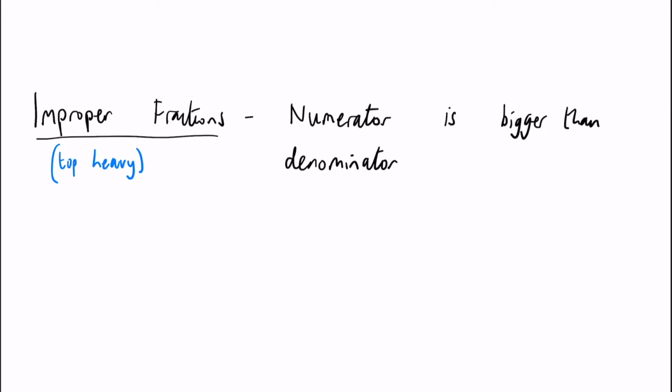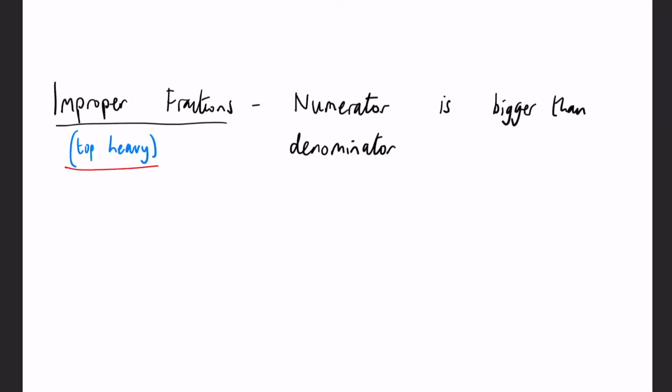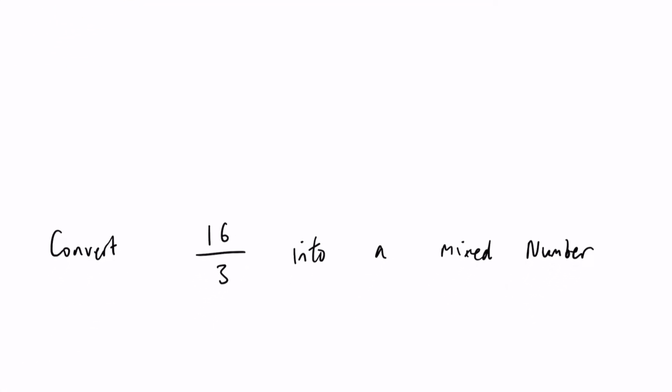In this video we'll be looking at improper fractions and mixed numbers and how to convert between the two. So first of all, an improper fraction is any fraction where the numerator, or the top number, is bigger than the denominator, or the bottom number. Another alternative name is top heavy, where the top is heavier than the bottom. So for example, the fraction 16 over 3 is a top heavy fraction because the 16 is obviously bigger than the 3.